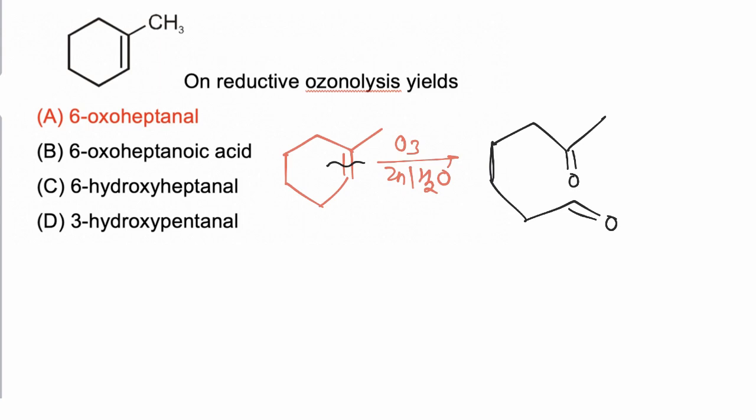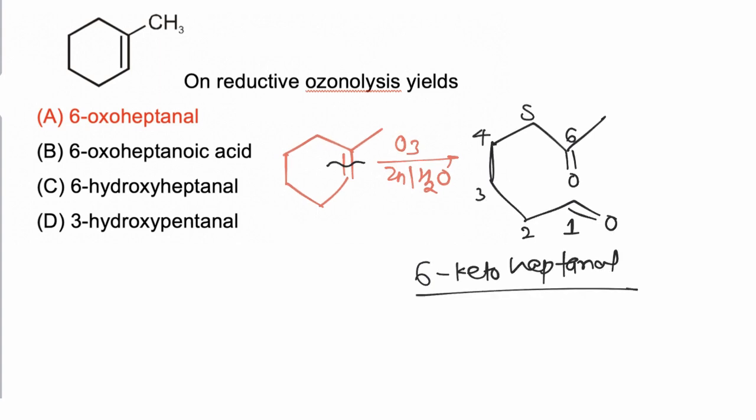Now this molecule has both an aldehyde and a ketone group. So numbering should be done from the aldehyde end. So 1, 2, 3, 4, 5 and 6. So 6-keto heptanal is formed as the final product, and hence the correct answer is A.